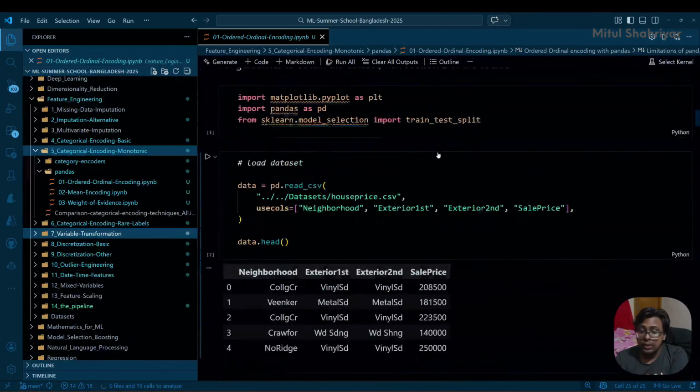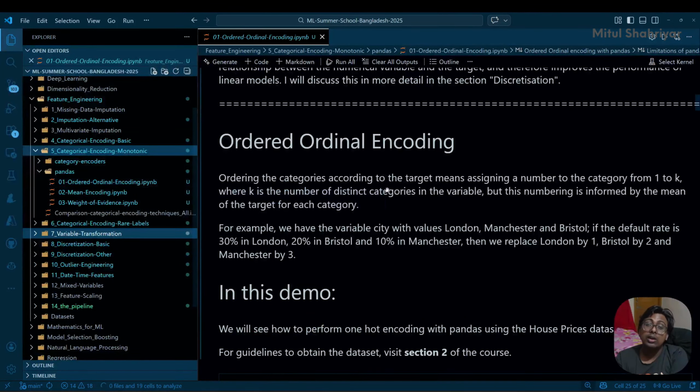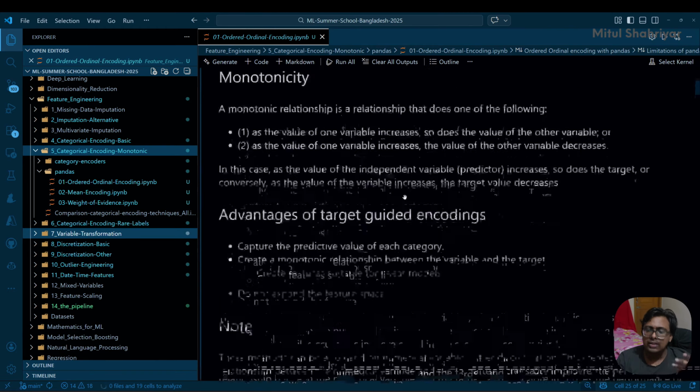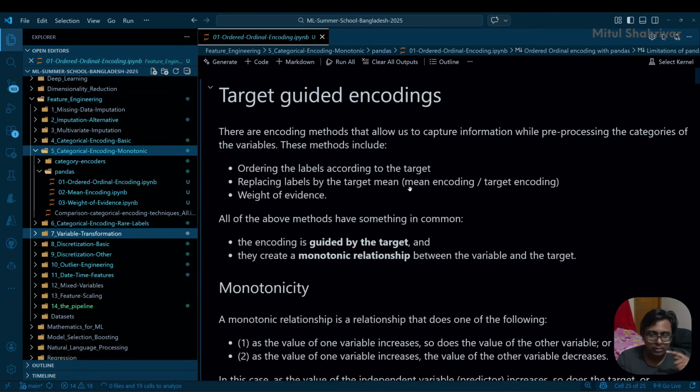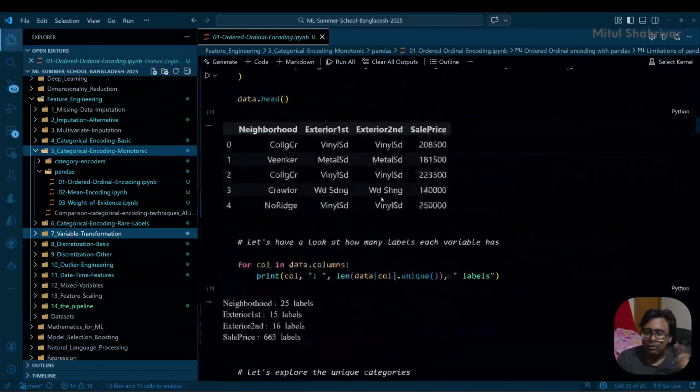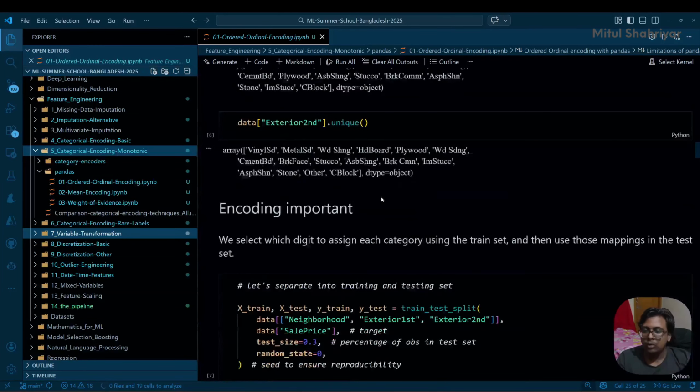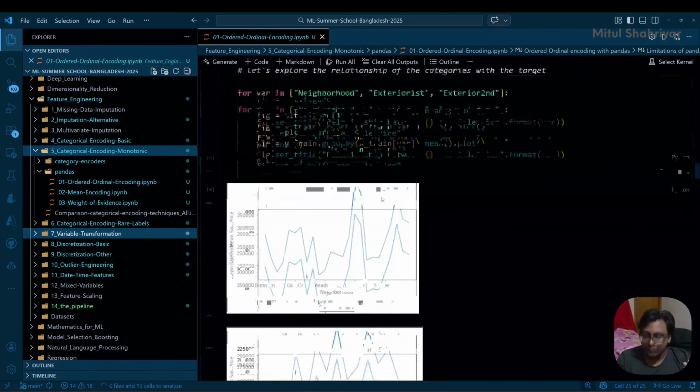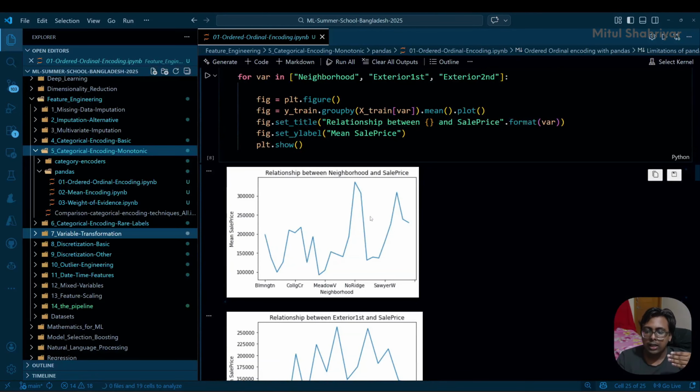As you know, using these techniques we're looking for the monotonic relationship. That means x and y will have a connection, and we'll try to look into that, because we want to find a connection before we pass these through the model, right? Great. So using the ordered ordinal encoding, I'm not going to explain each and every line. I'm just going to look at this graph.